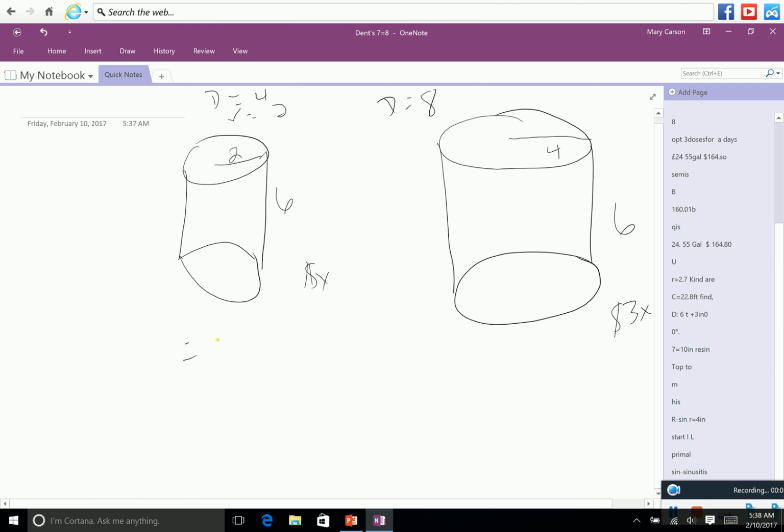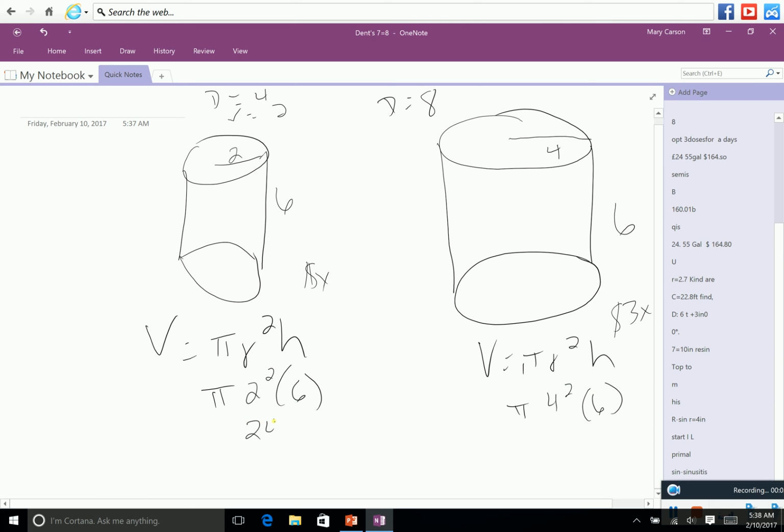The volume is pi r squared h. Okay, so let's find the volume of each of these to see which one holds more. Obviously, we know this one's going to hold more, but by how much more we don't know. So it's pi times 2 squared times 6, and this is pi times 4 squared times 6. And so this will be 24 times pi, and this will be 16 times 6 is 96 pi.